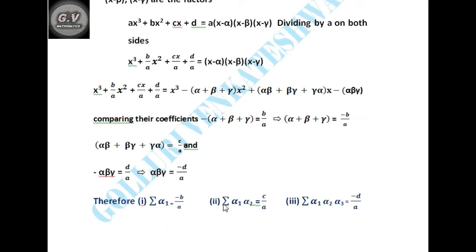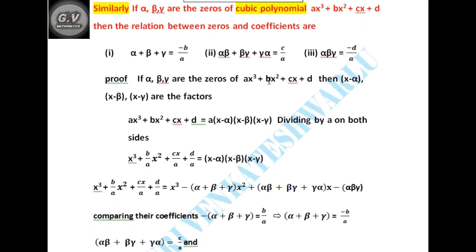Sigma alpha 1 alpha 2 is equal to c by a, nothing but the sum of all the possibilities of the product of two zeros is taken as c by a. The sum of all the possibilities of the product of two zeros, alpha beta plus beta gamma plus alpha gamma, is denoted by sigma alpha 1 alpha 2, nothing but c by a.